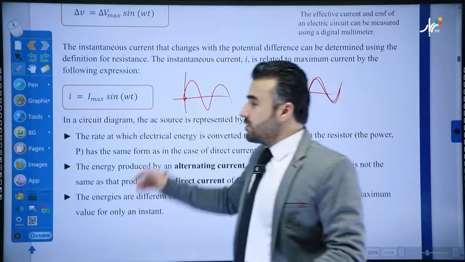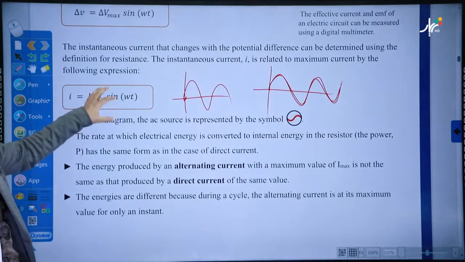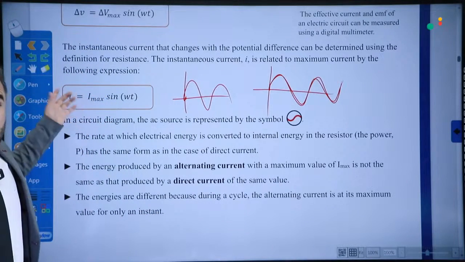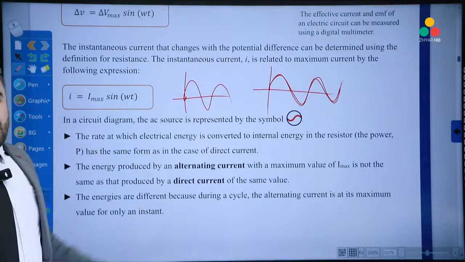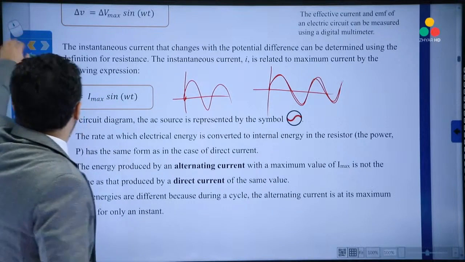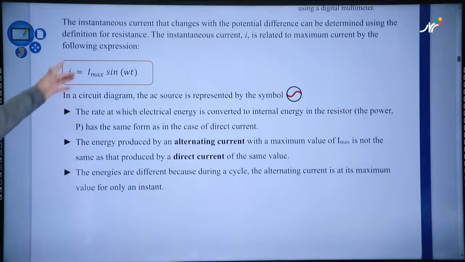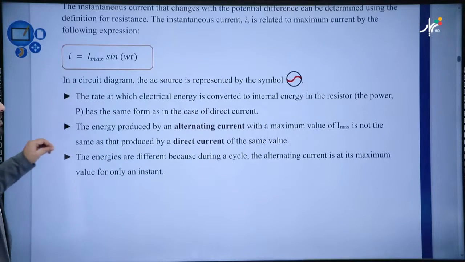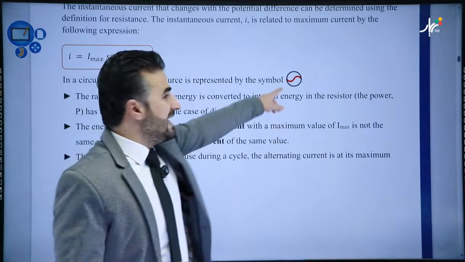So in another way, we can write the instantaneous current as I equals I max, the maximum current, times sine omega t. The instantaneous current I is related to the maximum current by the following expression, which you can see here. And in a circuit diagram, the AC source is represented by this symbol here.